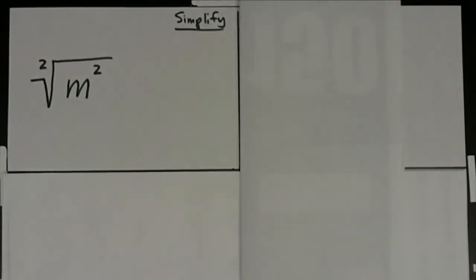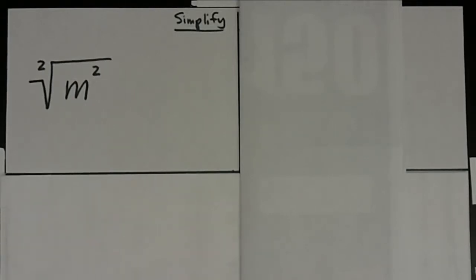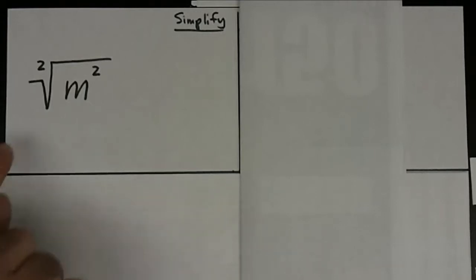So let's take a look at some simple examples here. Here I have a radical problem. I have a radical to the second power, and underneath the radical to the second power I have an exponential form, m to the second power. Can you tell me what is the square root of this particular problem? And the square root is an answer to a radical to the second power problem.